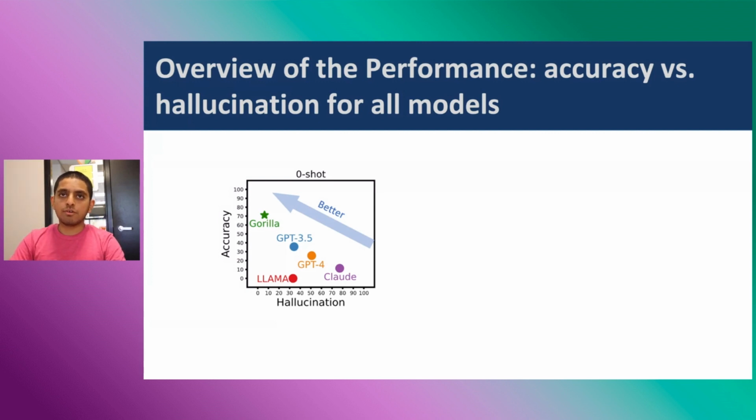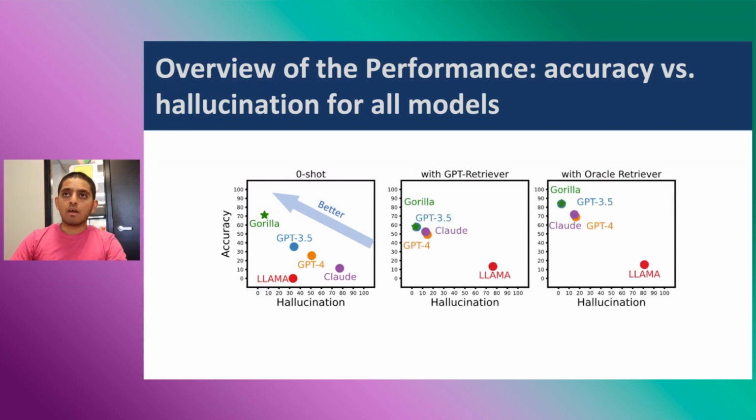Now, what this graph shows you is that in the zero-shot setting, where you ask the prompt to get a response, Gorilla outperforms both closed source and open source LLMs, right? So this includes GPT-4, 3.5, Llama, Claude. Now, this is in the zero shot, where you do not use a retriever. If you were to introduce retrievers, and GPT Retriever is a state-of-the-art retriever, Gorilla matches, if not outperforms, both closed source and open source APIs, right?